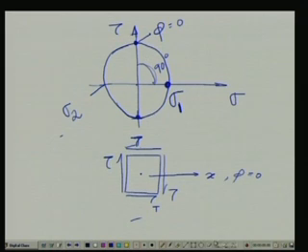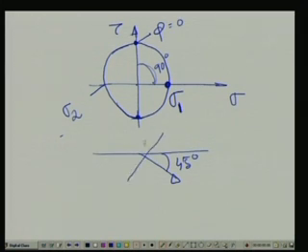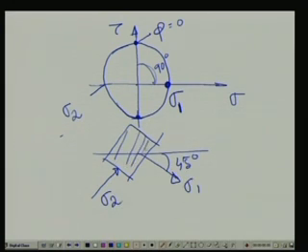So, obviously, if we try to construct the orientation of the plane, how do we do it? It is 90 degrees, so on the element it moves by an angle of 45 degrees. So, this is the plane. We consider this as sigma 2, this as sigma 1, and this is the orientation of the plane where you get this particular feature.